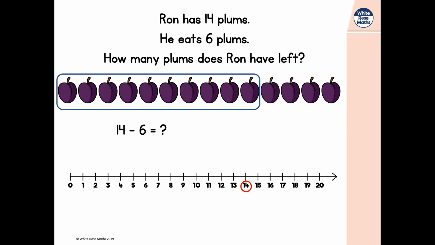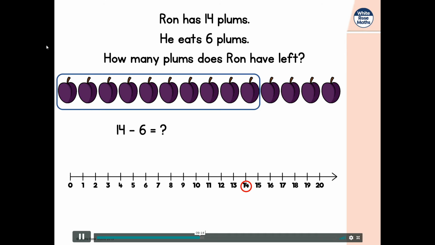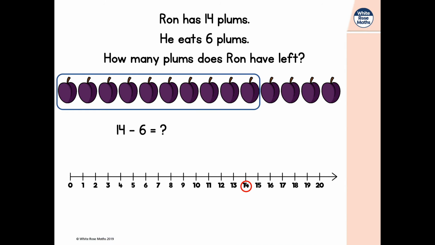It's going to be 14, subtract the 6 plums that he ate, which will give us how many plums Ron has left. Now remember before, on our number line, we counted back 1 at a time, 6 jumps, until we came to our answer. This time, I want to show you something a little different. We can cross off 1, 2, 3, 4 plums, which leaves us with 10. And we can show that as 1 jump on our number line, like this, 1 jump of 4.